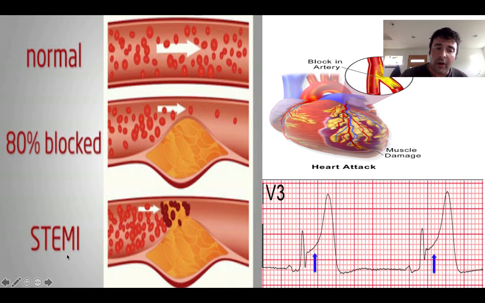And this is what's called on an EKG a STEMI, an ST elevation myocardial infarction. So if we look at the actual EKG here, we can see our P wave, we can see our PR interval, our QRS complex, but look at the elevation of the S and the T.